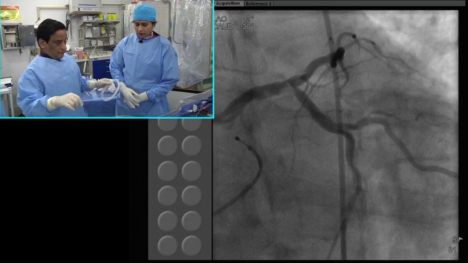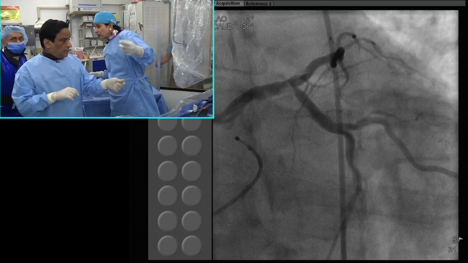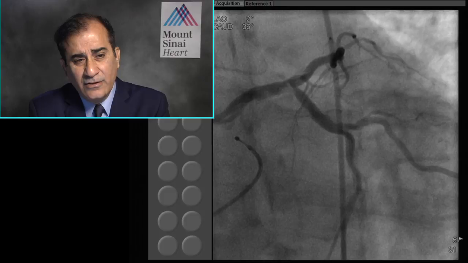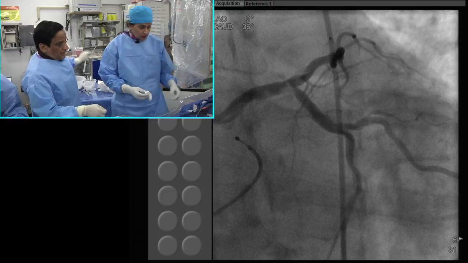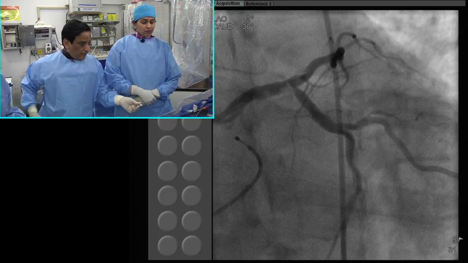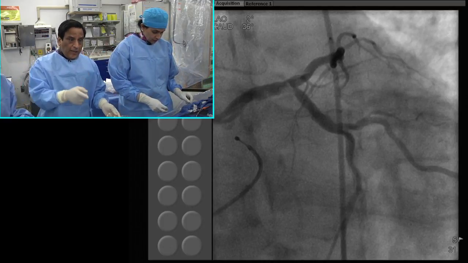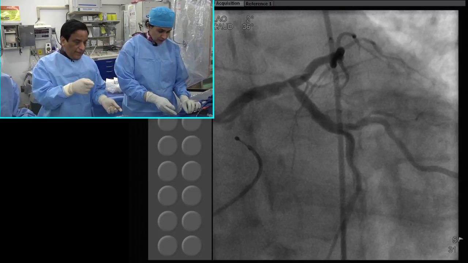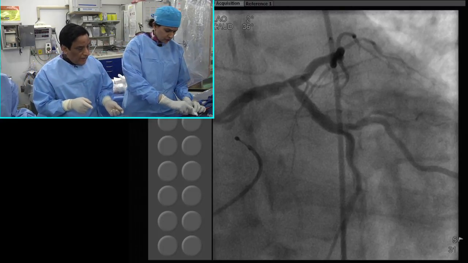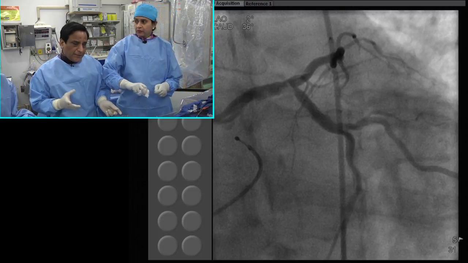What are some of the present thoughts that the 150 micron strut thickness should be reduced to how much? 100. The next generation, yes. The Mirage and the newer generation of the absorbable BVS by Abbott is around 100 to, I think, 110 micron.